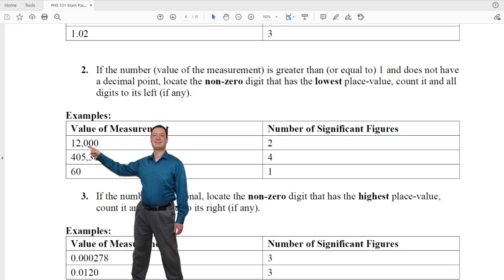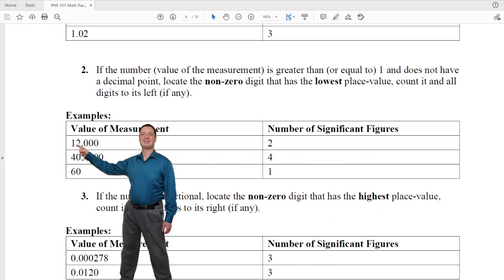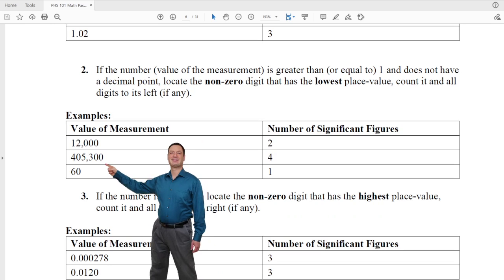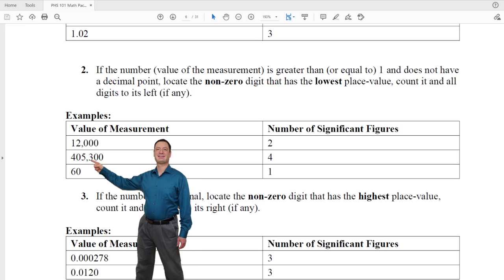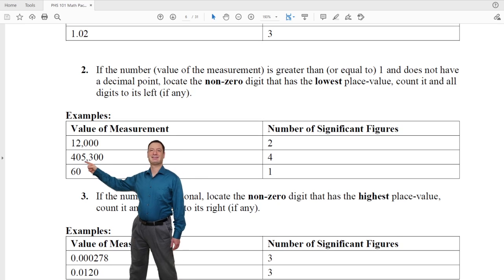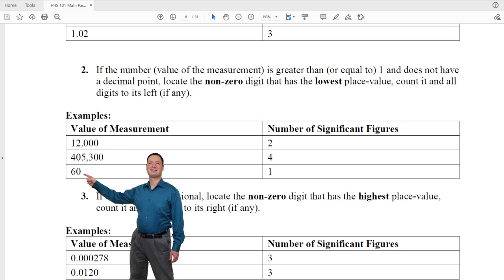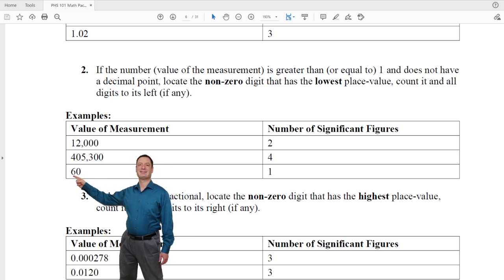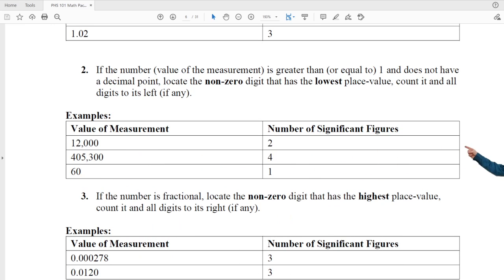So here we've got 12,000. This is 2 significant figures, right? 1, 2. 405,300. Again, we're looking for the first non-zero value in the lowest place. So this is the 300. We got 1, 2, 3, 4 significant figures. Finally, we've got 60. There's no decimal point, right? So the first non-zero value is the 6. So here we've got 1 significant figure.